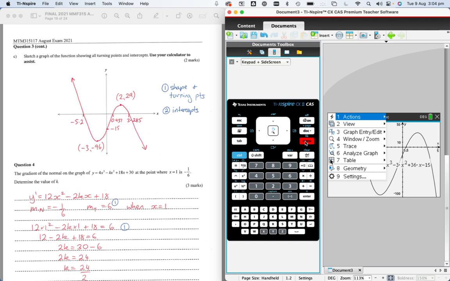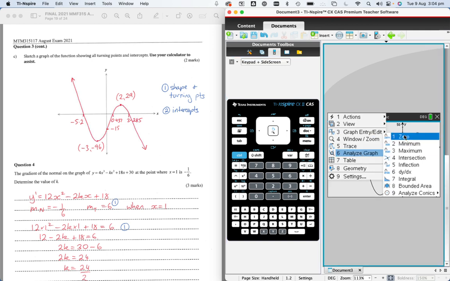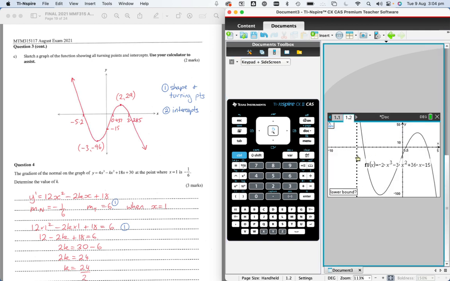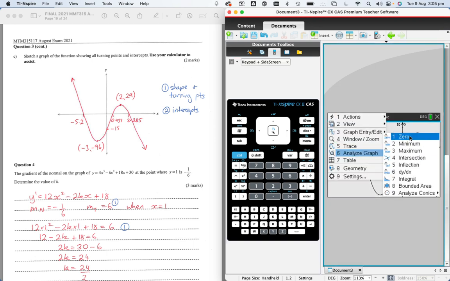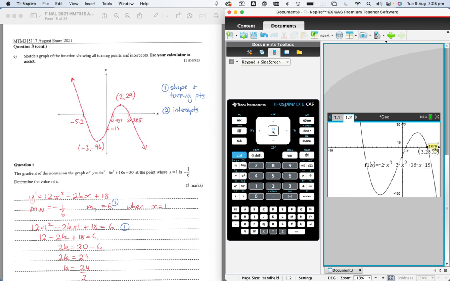So then I will use menu, analyze graph, zero. There are 3 of them. So what I'd probably do is click on the lower bound, drag across to the right one, and then write that down, -5.22. And then I keep on dragging until I get to the next one, and it's 0.437. So I'd write that down. And then I'd go to the next one. I haven't gone far enough, so it's not picking up on it. So then I just press escape and go menu, analyze graph, zero, and then do the last one. 3.28. There you go. So they're the values.